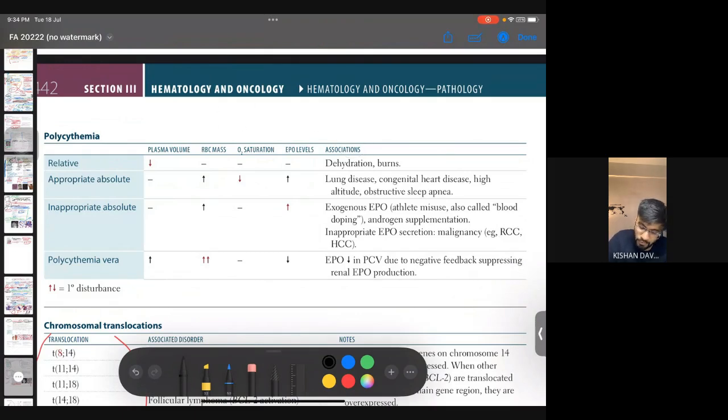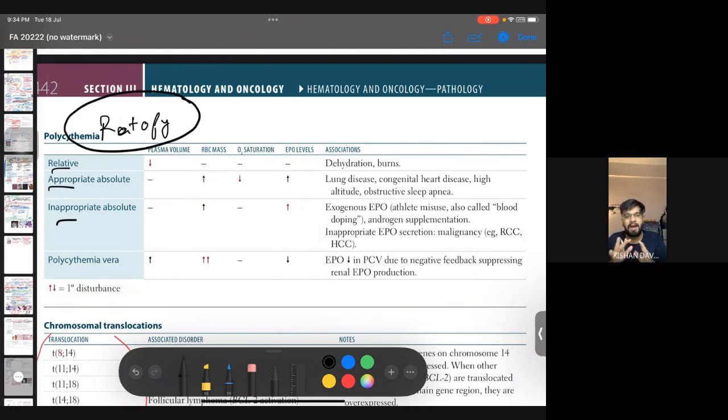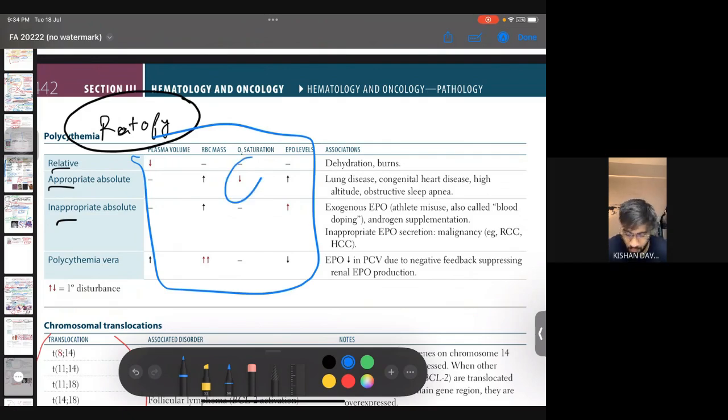You have to rectify this diagram because they have asked about relative, appropriate absolute, inappropriate absolute PV, everything. You have to rectify this diagram; if you don't understand how to remember it. Now sometimes lab values, so of course you have to remember in which one O2 saturation is decreased, only in one. In which one EPO levels decrease, only in one. In which one plasma volume decreases, only in one. This you have to remember. I can't help you with this.